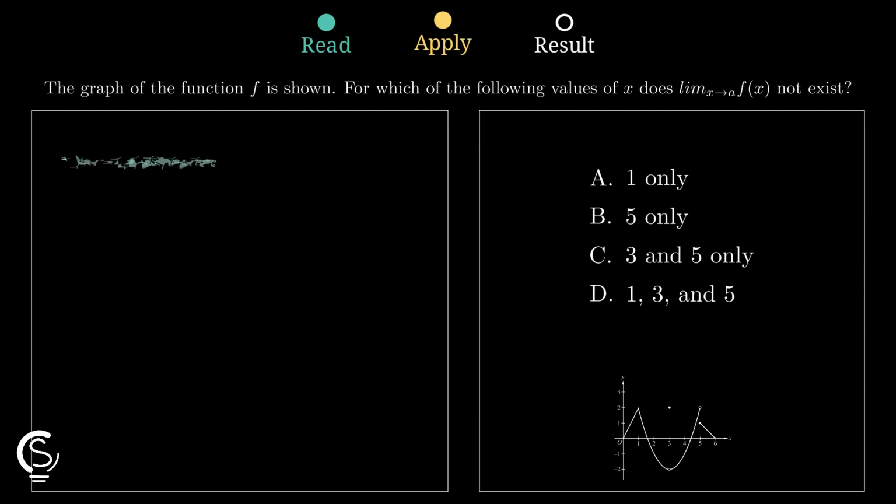Next, check x equals 3. This is just a removable discontinuity where the function value is different, but the paths from both sides still target the same y value perfectly fine.